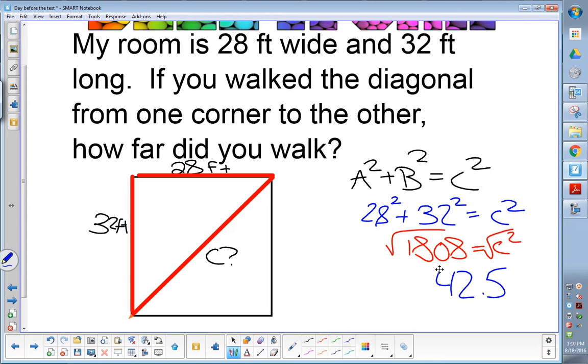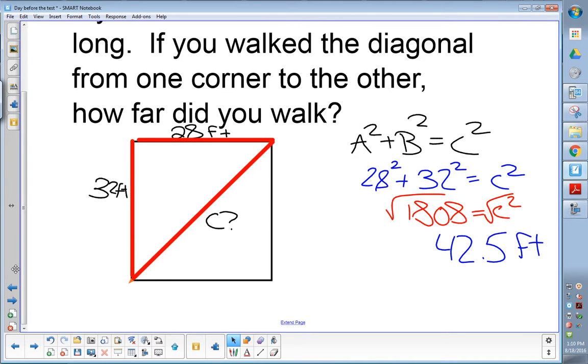Okay, that's great, but sometimes I might ask for something different. That's in a decimal form. Okay, let's say on the test I ask for radical. Okay, a simplified radical. So remember what that means. You're taking the square root of 1808 and you're breaking it down.